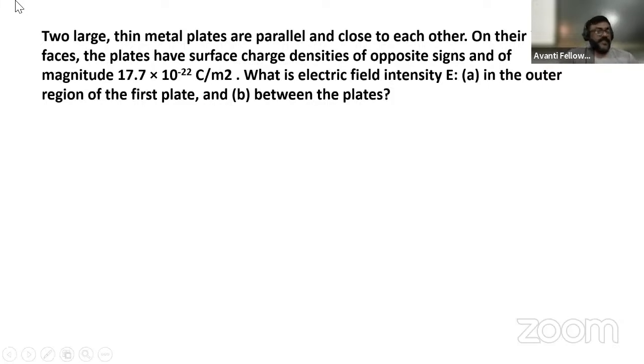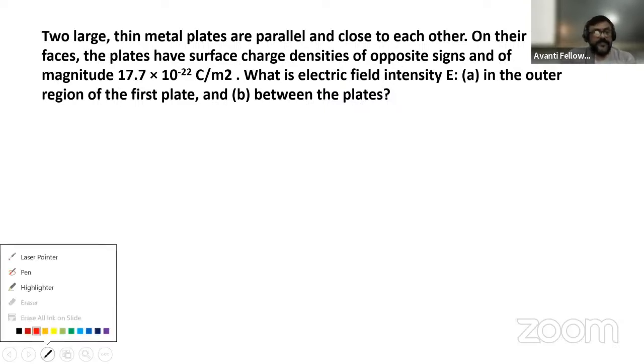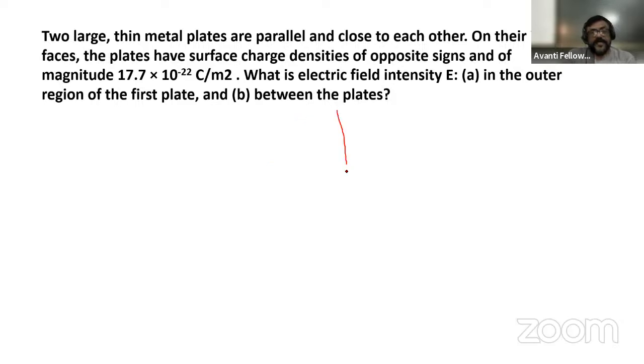Two large thin metal plates are parallel and close to each other. On their inner faces, the plates have surface charge densities of opposite signs and of magnitude 17.7 into 10 raised to negative 22 coulomb per meter square. What is the electric field intensity E in the outer region of the first plate and between the plates? Okay, let us say these are the two plates.